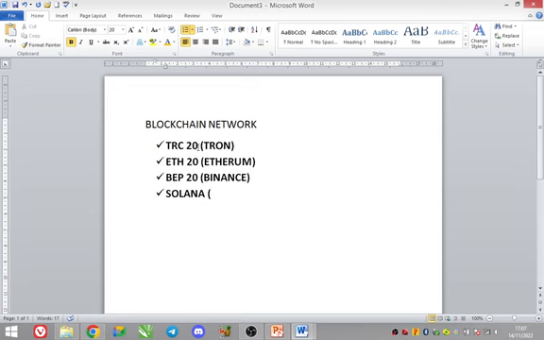Now mostly, all these are just the names of the blockchain. But these are the tokens. This is the token or the coin that you can actually use to pay gas fee when registering in a blockchain.